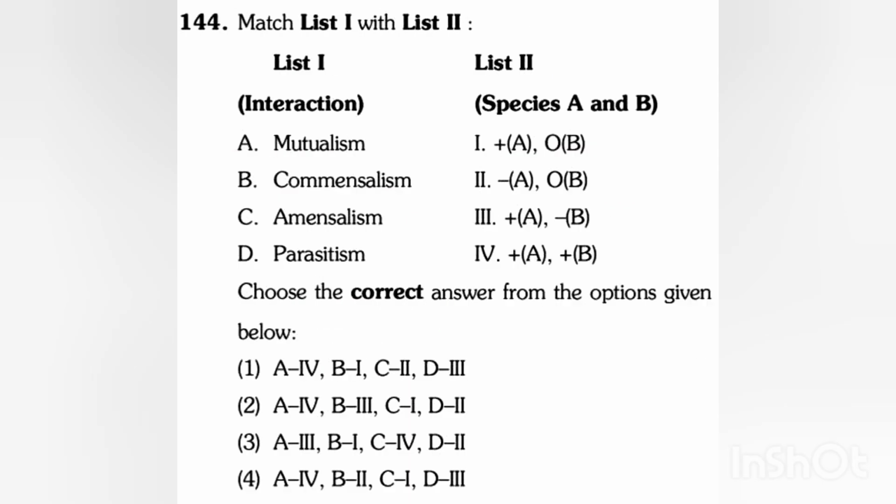Match list 1 with list 2. Mutualism, plus plus. Commensalism, plus 0. Amensalism, minus 0. Parasitism, plus minus.